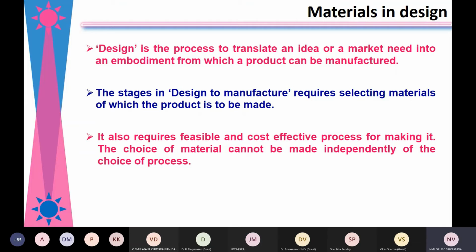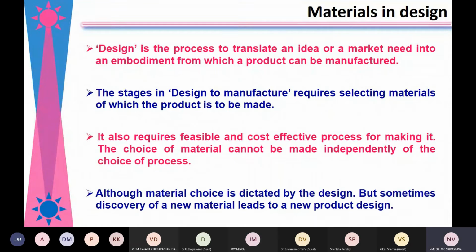And the choice of material cannot be made independently of the choice of process. Just for example, a ceramic cannot be rolled, so you cannot choose rolling for ceramic. So material has to be chosen along with the process.